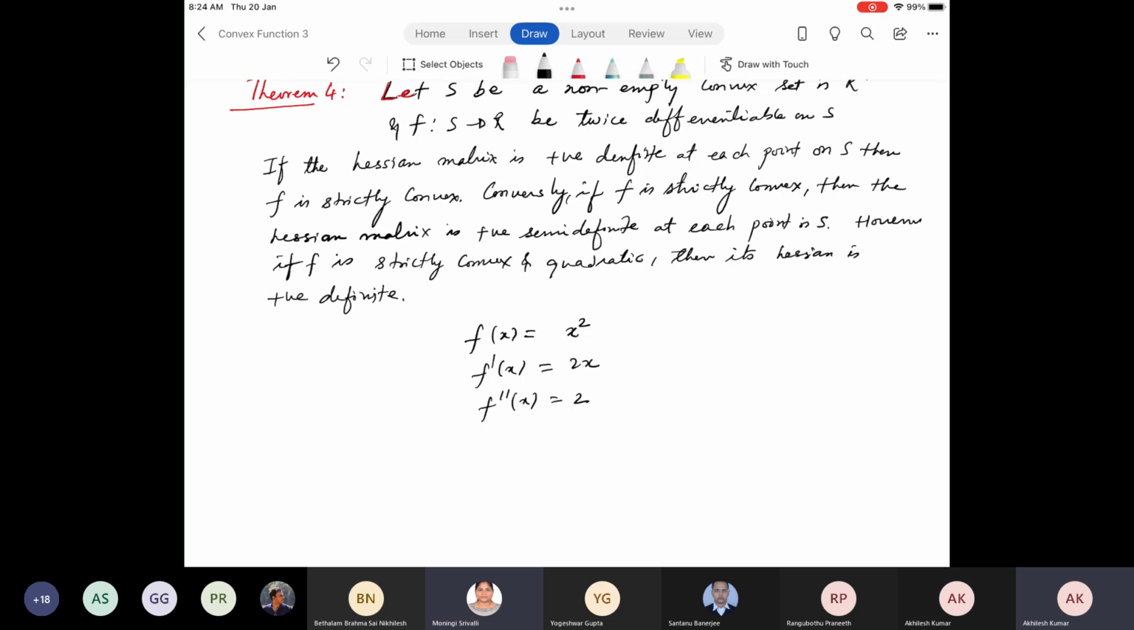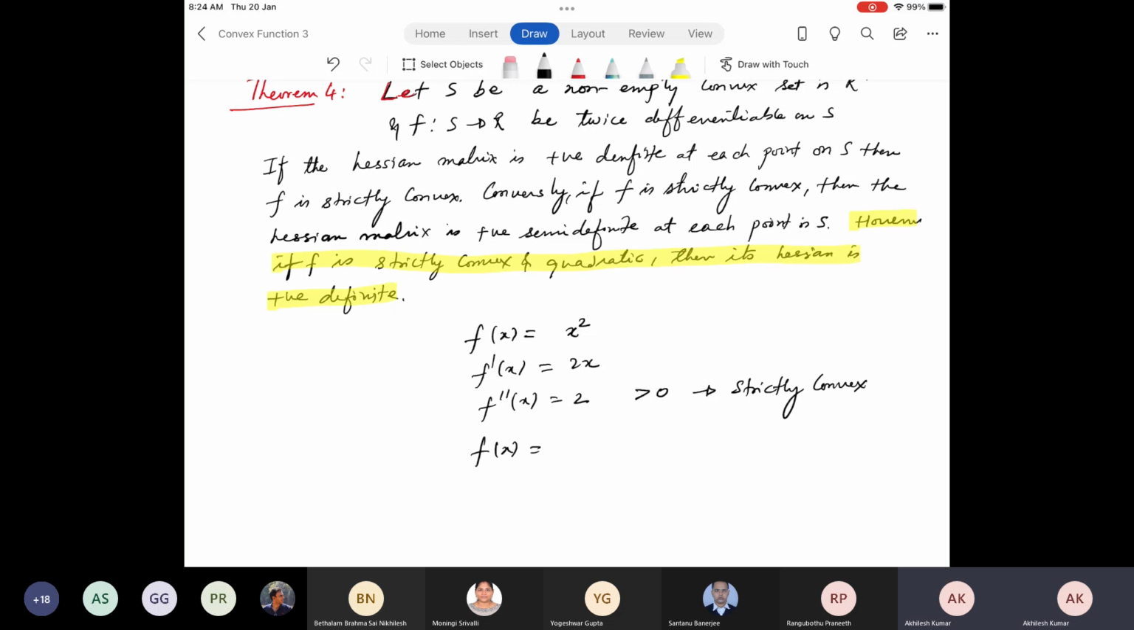Strictly convex, sir. Why? Because it is positive definite. So it is positive definite. It is not greater than or equal to 0, but greater than 0. So definitely it is strictly convex.